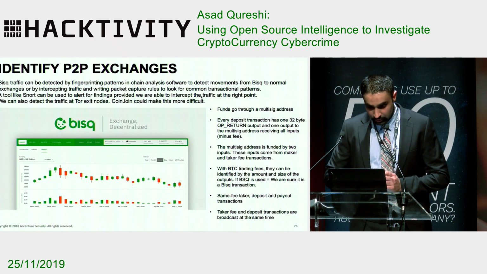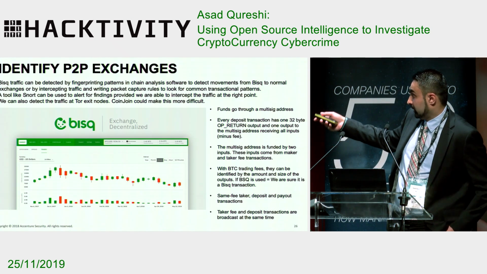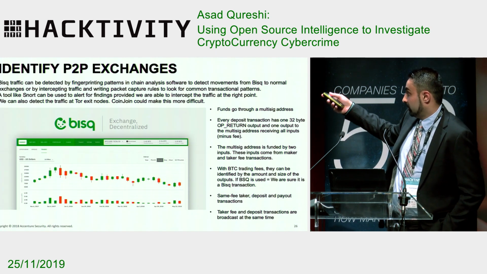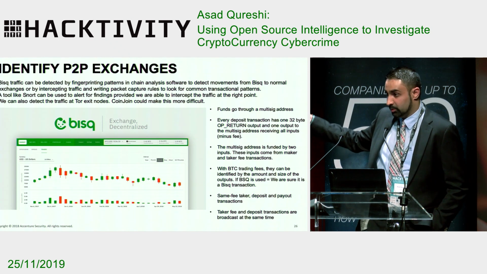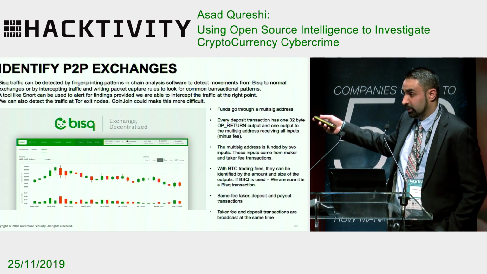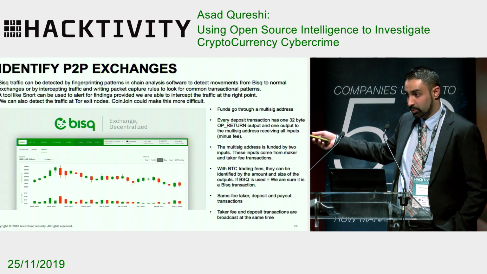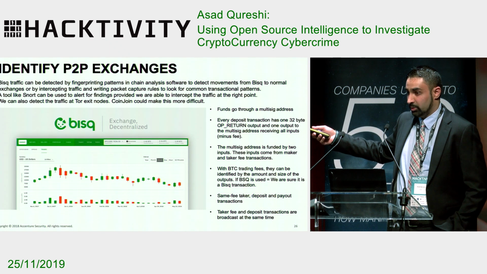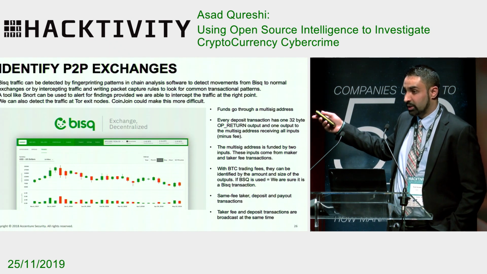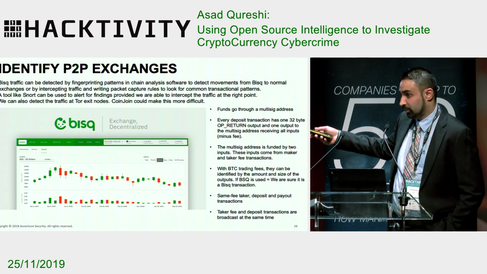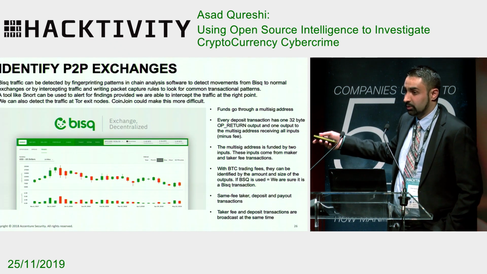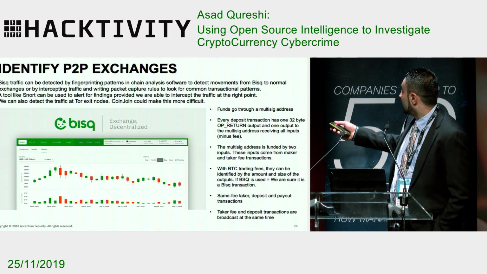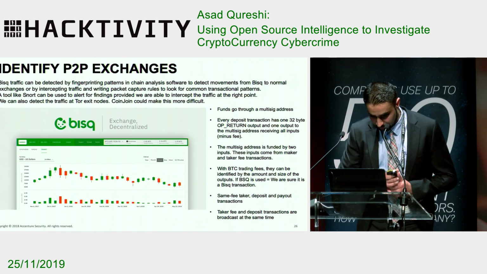So, there's an example. We can write Snort rules to detect traffic inside the BISC network, but we still will need to set up a fake Tor node or intercept the traffic in order to be able to detect that that Bitcoin transaction is coming from a BISC node. Yeah, so let's go further.